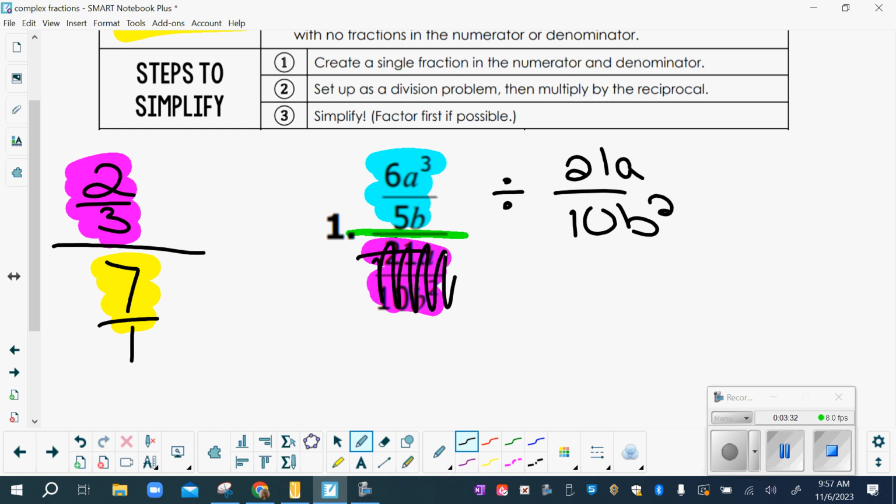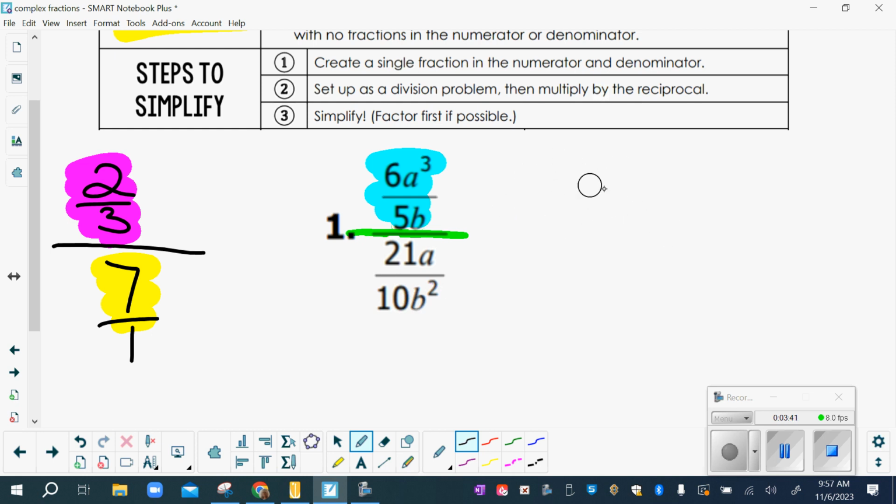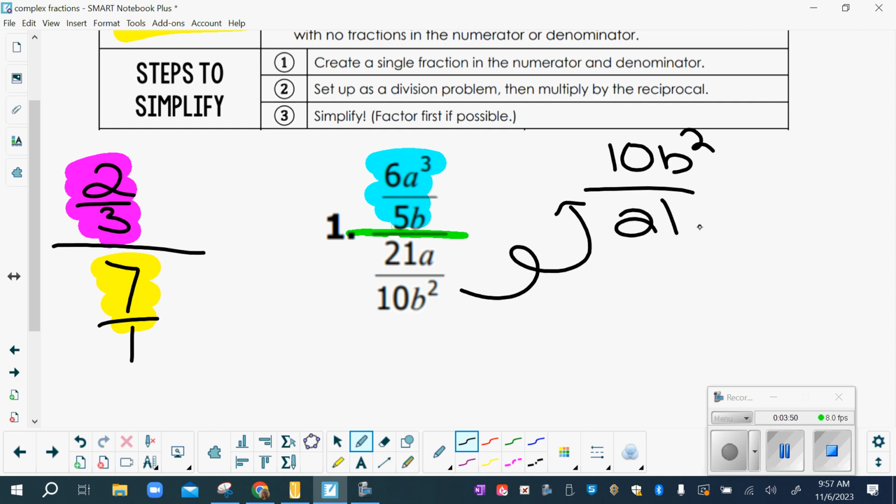So what we're going to do is take this right here, and instead of writing it as divide by 21a over 10b, I am going to twirl it up. In other words, I'm going to put the 10b squared on the top and the 21a on the bottom, and now I am ready to multiply. And this part I like. So now I have made sure I got fractions. I set it up as a division, and then I twirled it up. I'm going to make a little twirly thing here. Twirl it up. And then I am going to start canceling and factoring.